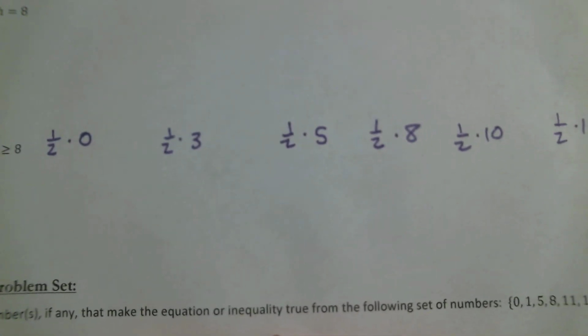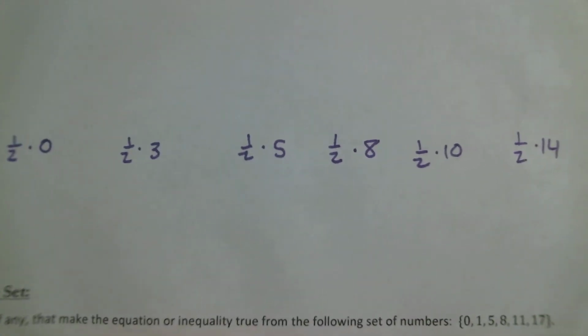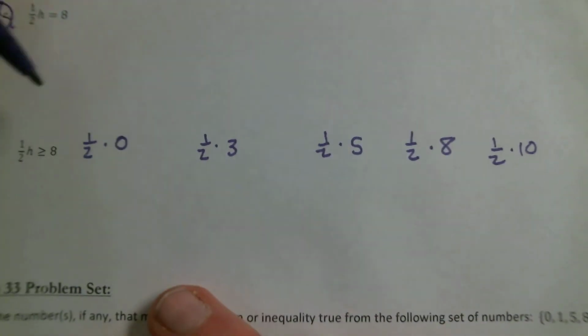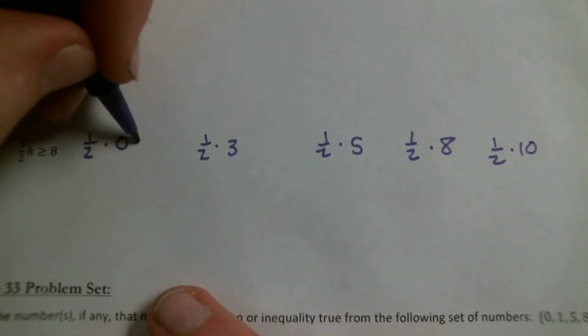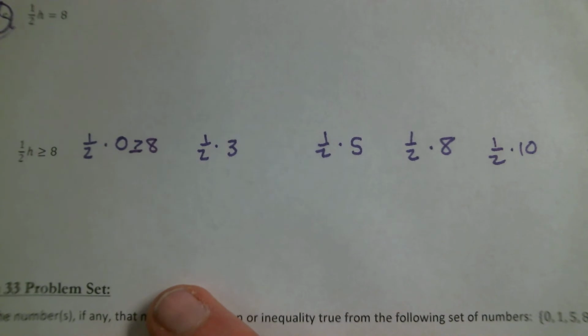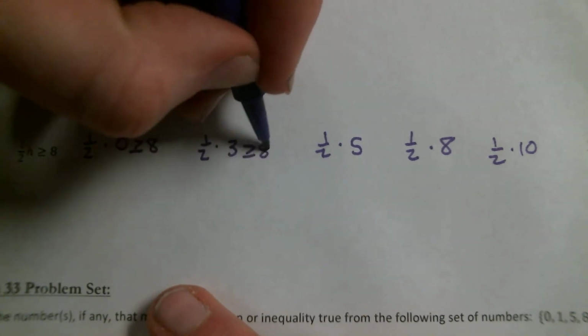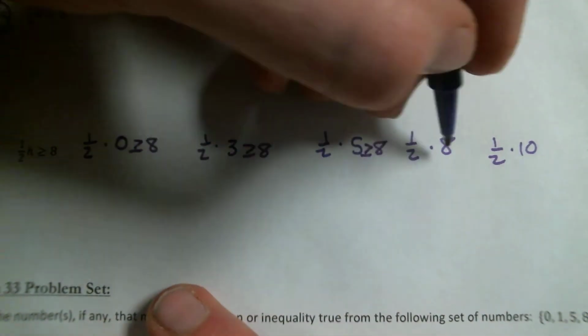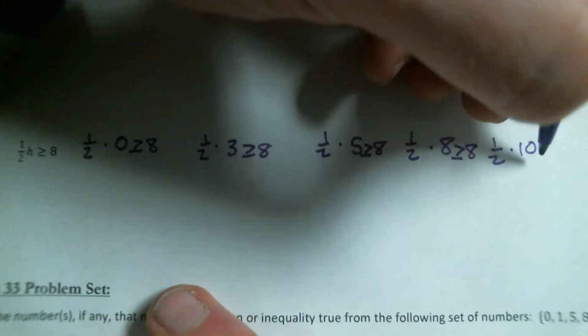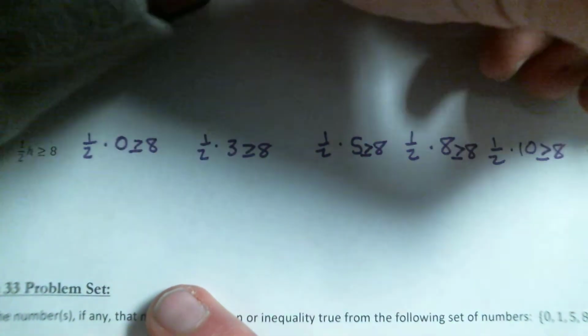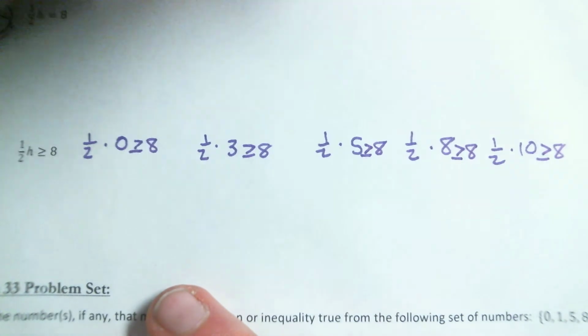Okay, so I've got every number from the set plugged in here: 0, 3, 5, 8, 10, 14. Every one of these, according to this, should be greater than or equal to 8. Greater than or equal to 8. Greater than or equal to 8.